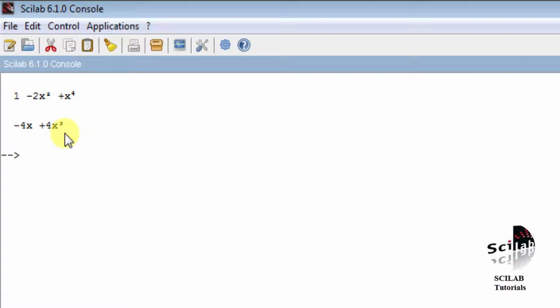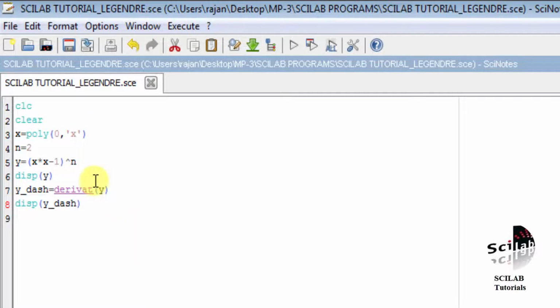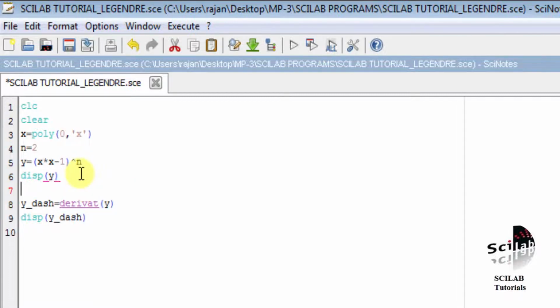But what we want is the nth order derivative of y. In order to get the nth order derivative, we have to differentiate n times. How can we do that? We will do that with the help of a for loop. How many times do we have to differentiate? n times. So we will run the loop for i = 1 to n.